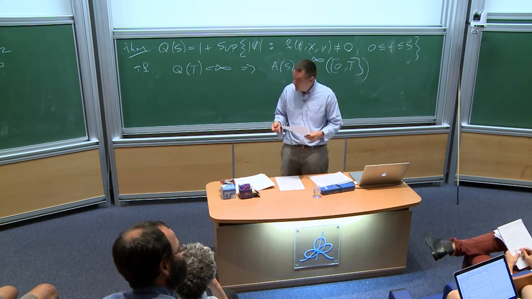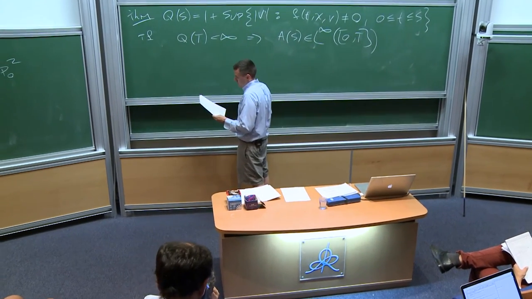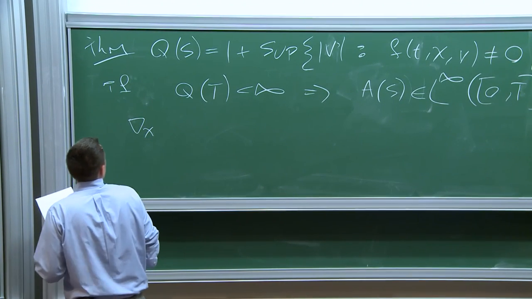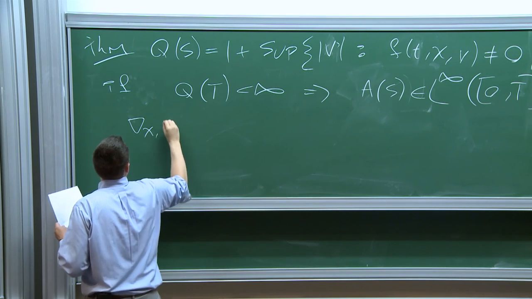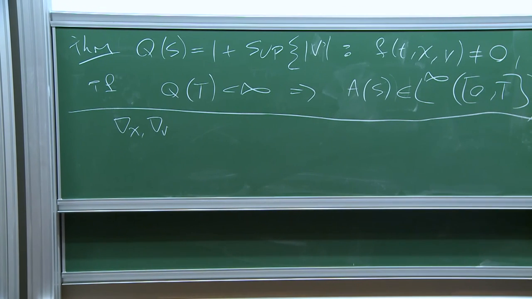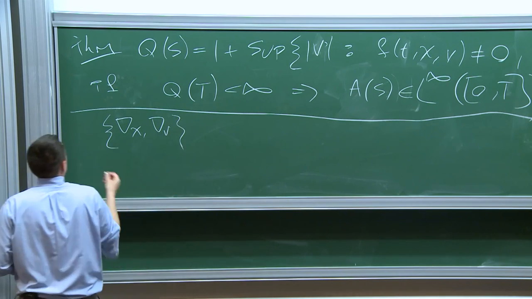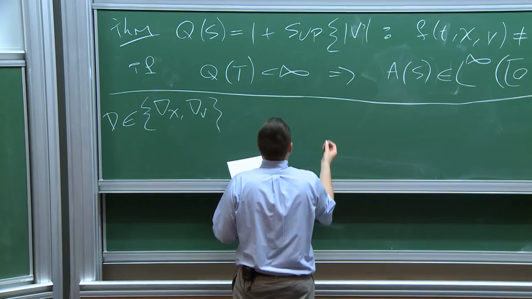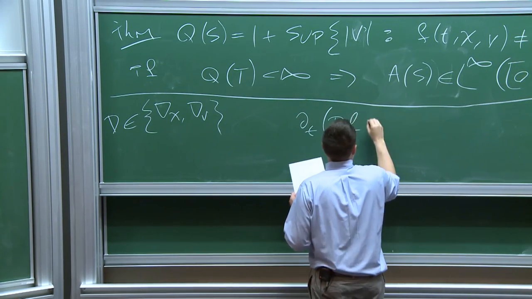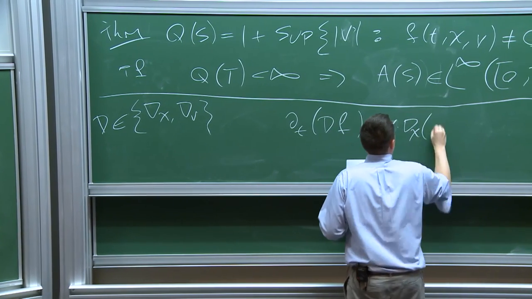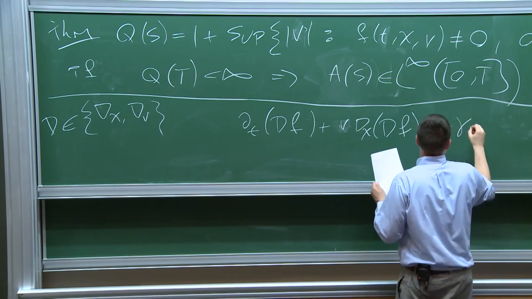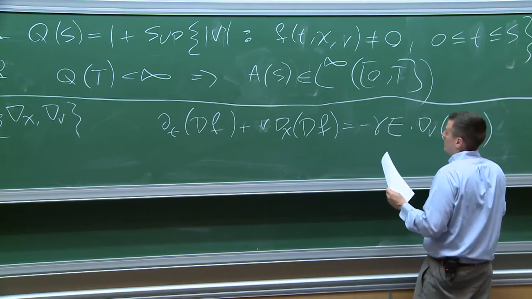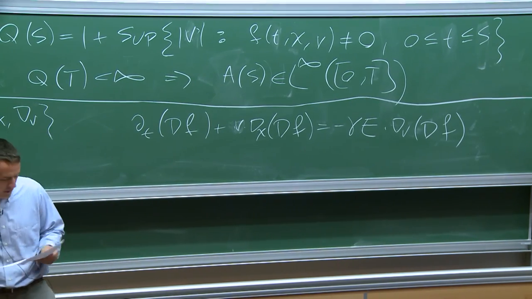I'll say one more thing and then I'll finish. This just gives you a flavor of the kind of things that you do. Take a differential operator, either gradient x or gradient v, and then differentiate the equation. Then you integrate along the conservation laws.